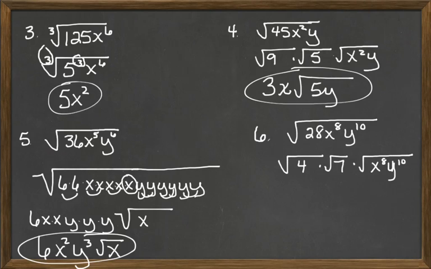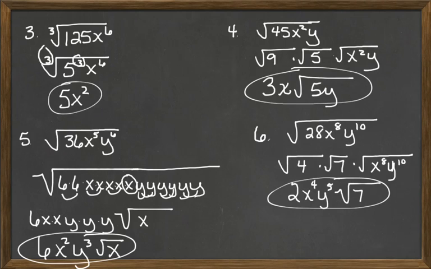And again, I'm going to take the number 2 and divide it into 8 and 10 on that x and y. And we're going to get 2x to the 4th, y to the 5th times the square root of 7. Again, if you're wondering where the 4 and the 5 came from, you take the index number, you divide it into the exponents, and if there's any remainders, they stay underneath the radicals. But again, 2 went into 8 and 10 evenly because they're both even.